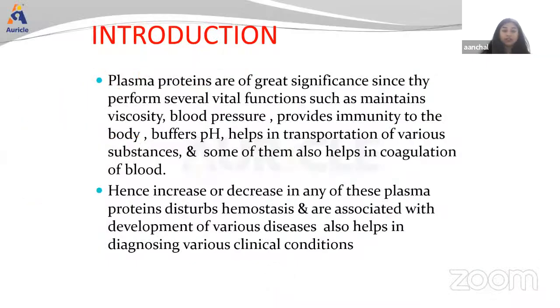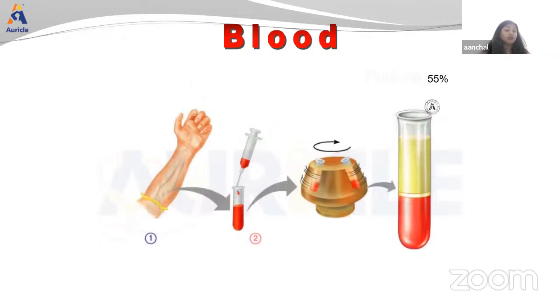Now next we have, with the help of the machine, that is centrifugation, we can separate the different components of blood, right? So as we can see in the upper coat, we have plasma, which is around 55% of the total blood. And here we have RBC. And in this buffy coat, we have WBC and platelets. So with the help of centrifugation, we can separate all the components.